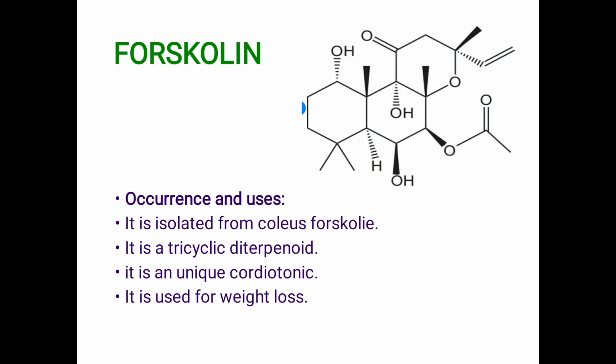The structure of forskolin contains 3 rings, so it is a tricyclic terpenoid, and on thermal decomposition it forms 4 isoprene units. So it is a diterpenoid. So forskolin is a tricyclic diterpenoid. It is a unique cardiotonic, that means it is used as a drug for heart diseases. Also, it is used for weight loss.